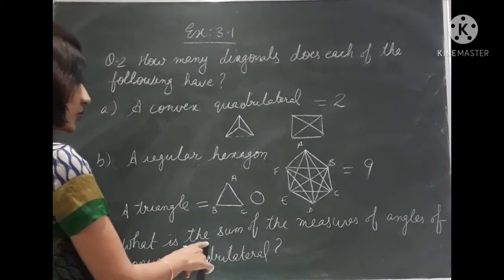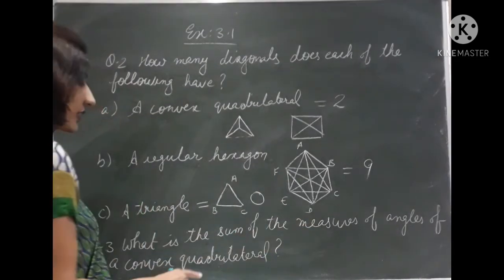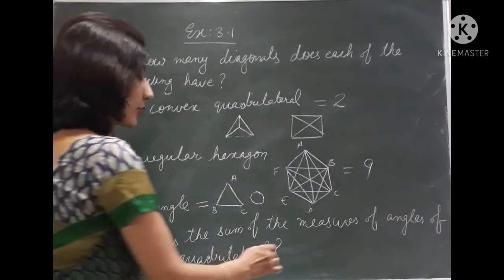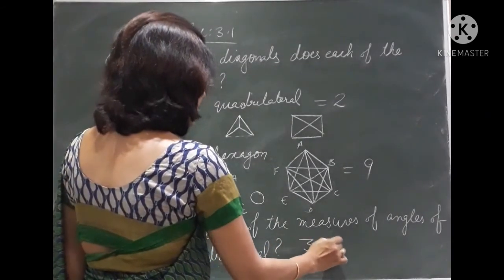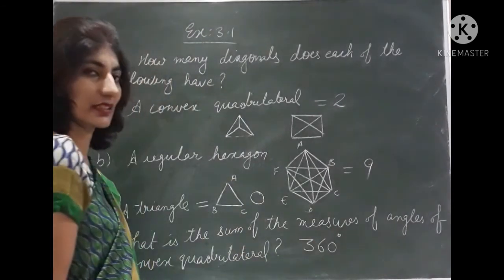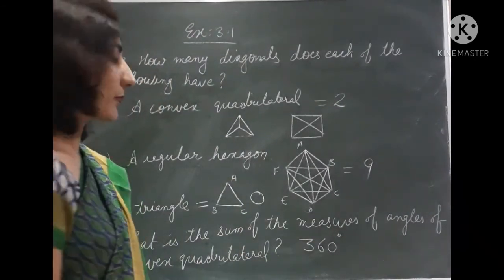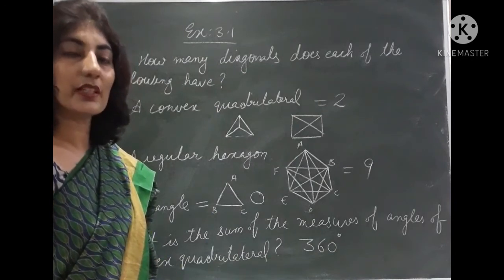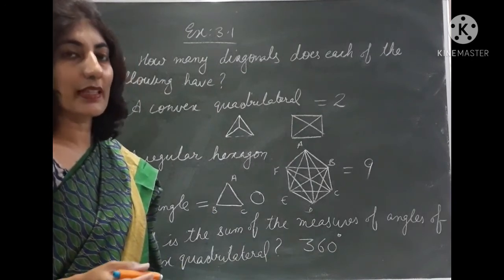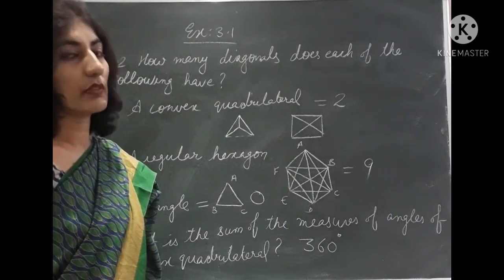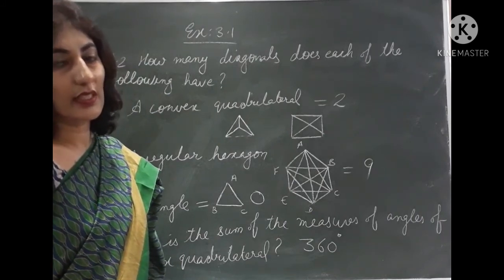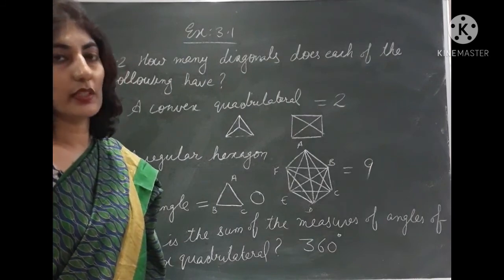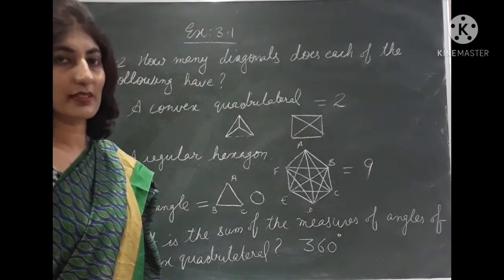Question number 3 is, what is the sum of the measures of the angles of a convex quadrilateral? The angle sum property says that the sum of the angles of a quadrilateral is 360 degrees. Then they are asking, will this property hold for a concave quadrilateral also? Yes, it will hold for a concave quadrilateral also. One lab activity will be there, with which we will prove that the angle sum of a convex quadrilateral is 360 degrees and the angle sum of a concave quadrilateral is also 360 degrees.